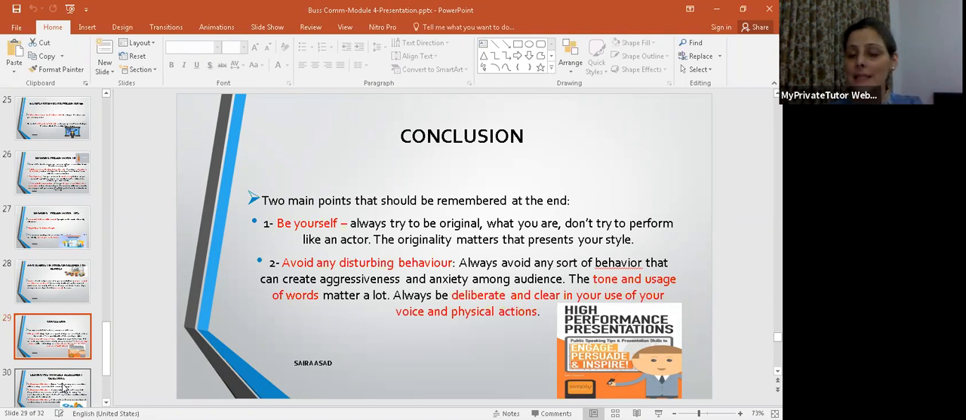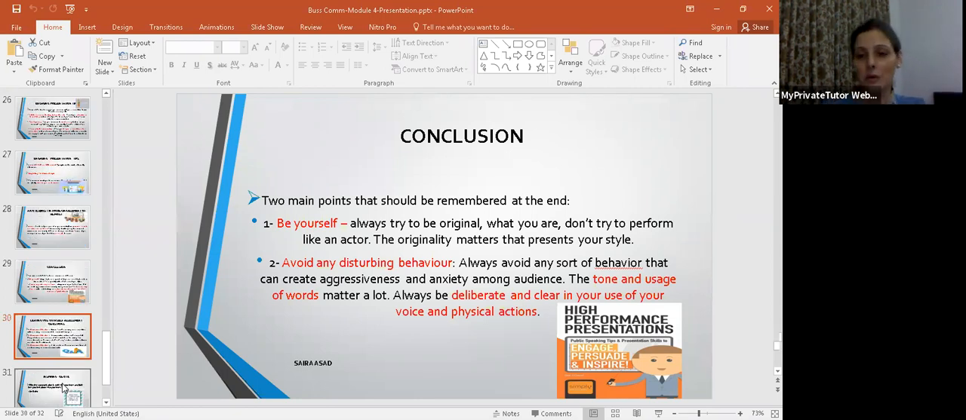So avoid any disturbing behavior, any sort of behavior that can create aggressiveness and anxiety among the audience. The tone and the usage of words matter a lot. Always be deliberate and clear in your voice and physical actions. You are there for the win-win situation. You're not there for fighting. Leave aggressiveness. Originality should be there. Avoid any sort of disturbance, all positivity. You should go with a positive mind to convince them, then you will be able to grab your desired goal.